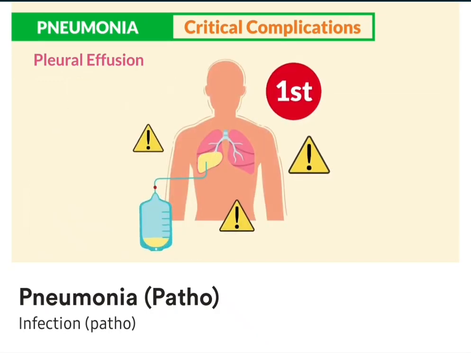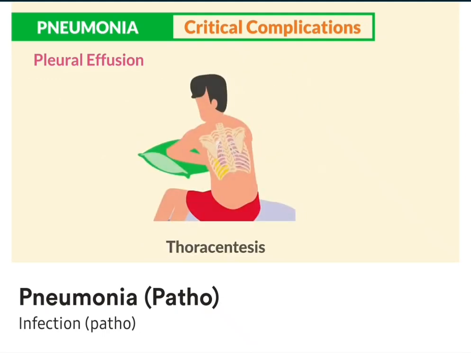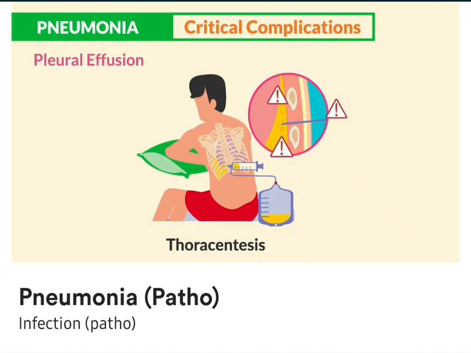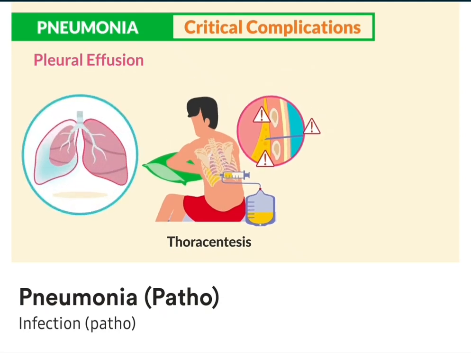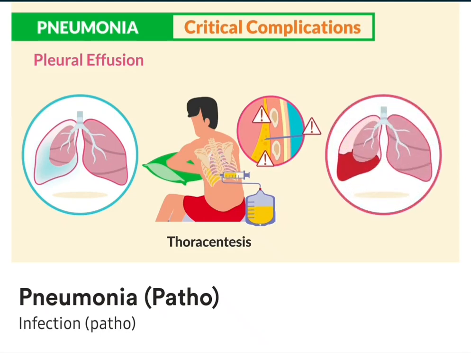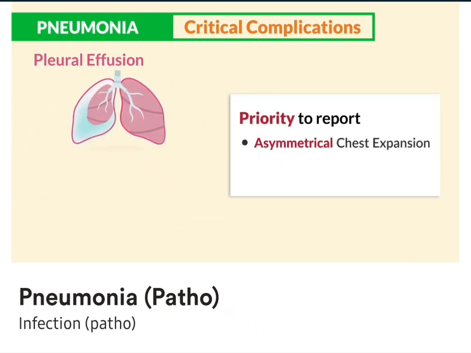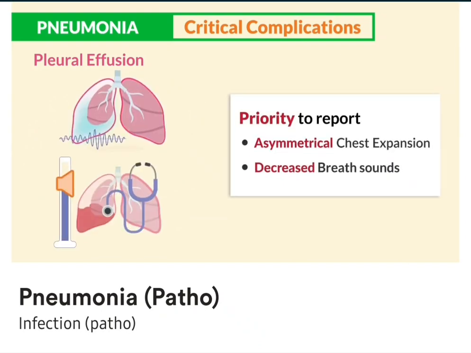Now the priority intervention for a pleural effusion is a thoracentesis to drain that fluid. The provider will stick a big huge needle into the lung itself to drain that lung fluid. So a big complication is a popped lung or a pneumothorax, where air accumulates inside the lung space. Or even a hemothorax, where blood accumulates inside the lung cavity. So it's priority to report asymmetrical chest expansion and decreased breath sounds, 2 big key terms for thoracentesis.